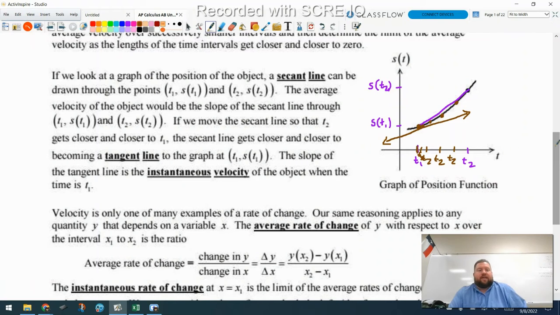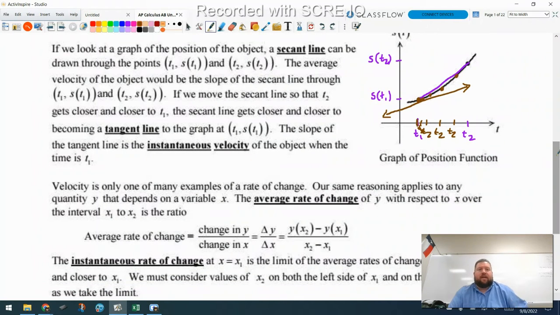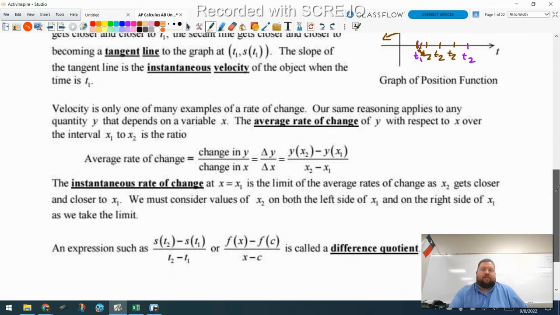Velocity is just one example of this. It's a nice convenient example because you can visualize how that works. You've all ridden in cars before and you know about speed and stuff like that. But this can work for just any regular function.